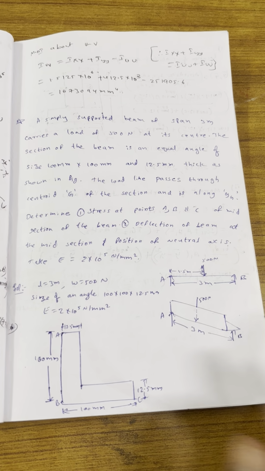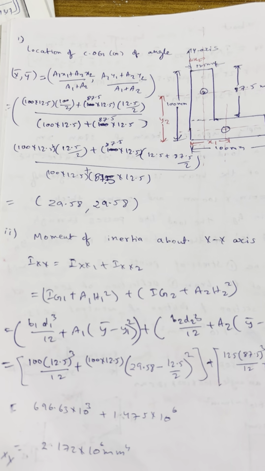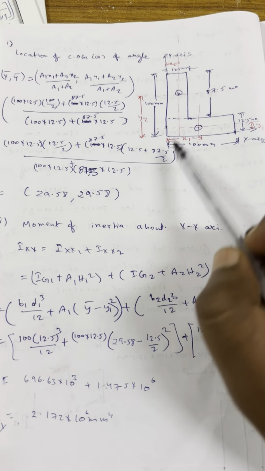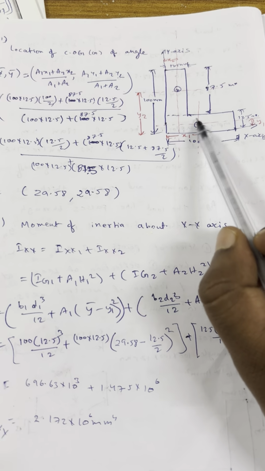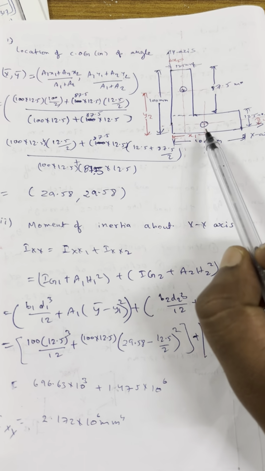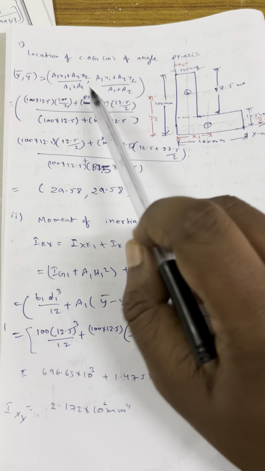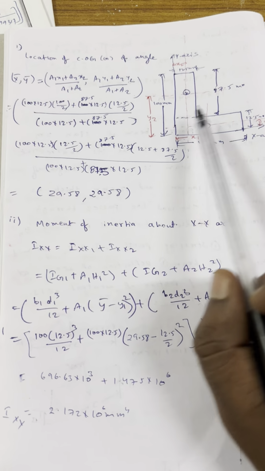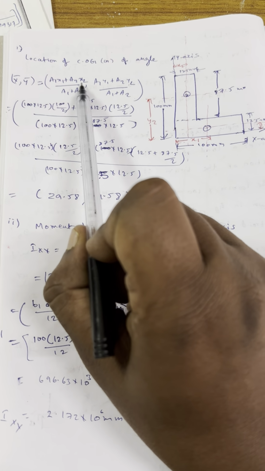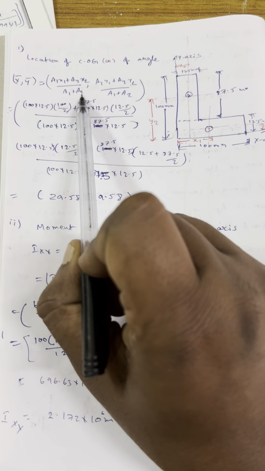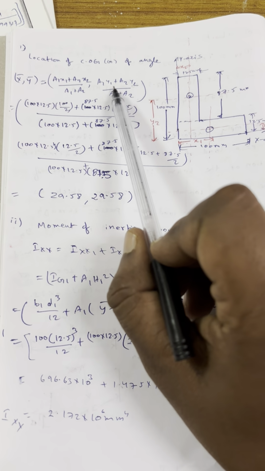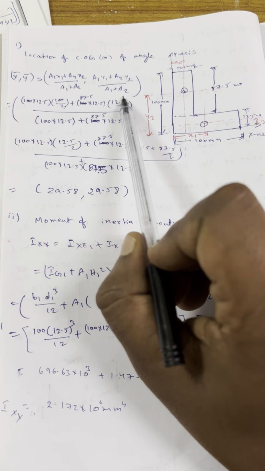This is the section. First of all, we need to find the location of the center of gravity of this given angle. I have divided it into two parts, first part and second part. The formula is x bar, y bar. For x bar it is a1 x1 plus a2 x2 by a1 plus a2, and to find y bar, the formula is a1 y1 plus a2 y2 by a1 plus a2.